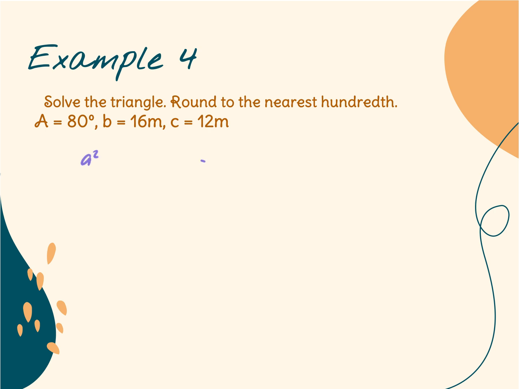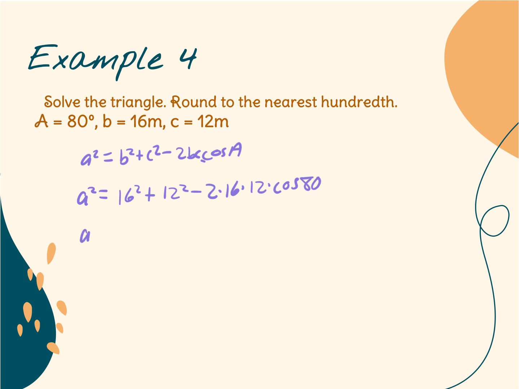It's going to be a squared is b squared plus c squared minus 2bc cosine of A. All right, so then I would plug everything in. It's going to get a squared is 16 squared plus 12 squared minus 2 times 16 times 12 times cosine of 80.